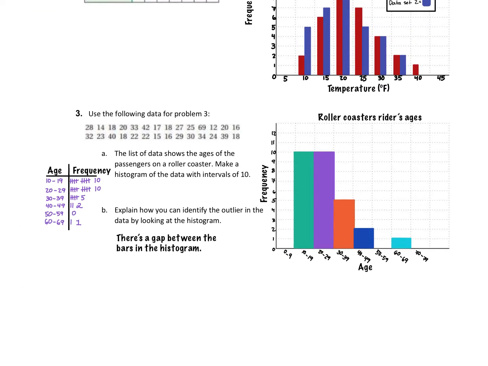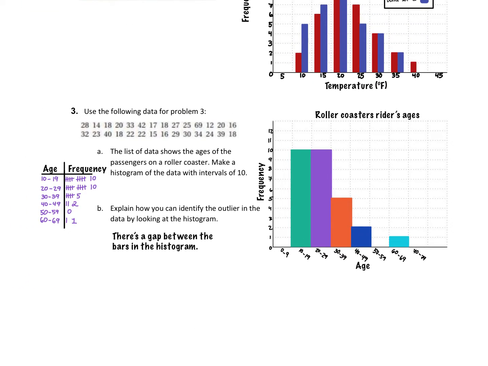Number 3 is a histogram. To make your histogram, we need a table of frequencies. We call this a frequency table right here. So I did intervals, every 10: 10 to 19, 20 to 29, 30 to 39, and so on. And then I just read off the numbers as I tallied them up. And I went 28, 14, 18, 20, 33.